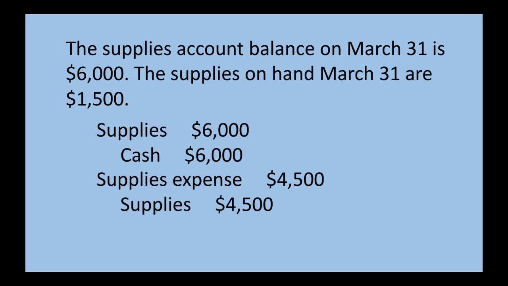Now to find the value that you want to put it as, you need to figure out how much the company has used over the month. In this case, being they say they have $6,000, but they actually have $1,500, you simply take the $6,000 minus $1,500 to come up with the $4,500.